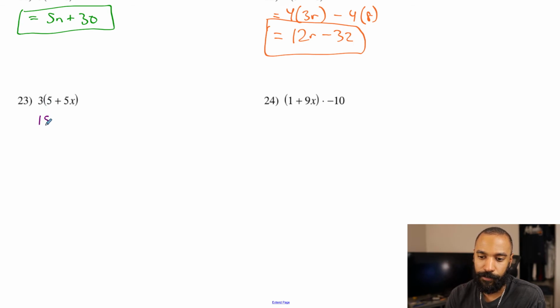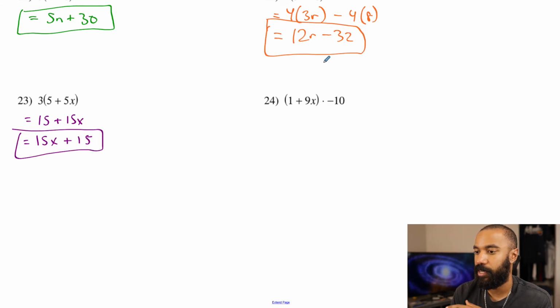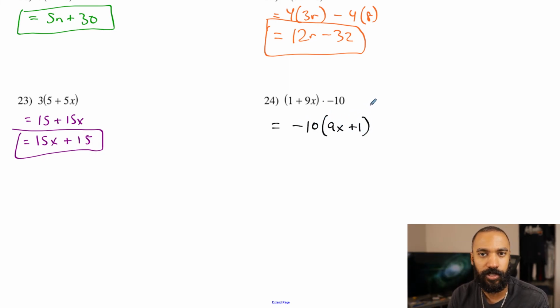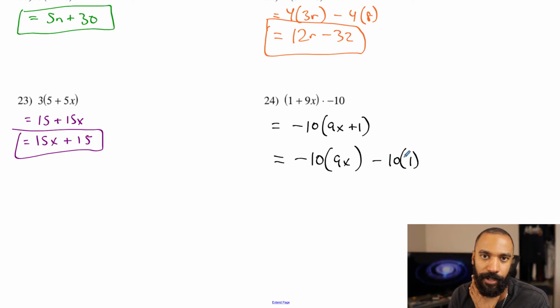3 times 5 is 15. 3 times 5x is 15x. That's your result. And of course, standard form would look like this. And the last problem right here, there's a negative 10 multiplied with 1 and 9x here. I'm going to rewrite everything, not just the negative 10 in front, but I'm going to write the 9x first. You know I like standard form, so why not just get the term with x to lead off this thing right here when I start it? I think that's fair. Let's try it this way. Negative 10 times 9x with this minus 10 here, minus 10 times 1. See, I don't think you'll forget the minus things here because that one doesn't have a negative too, so I think you're good. That'll be negative 90x minus 10.